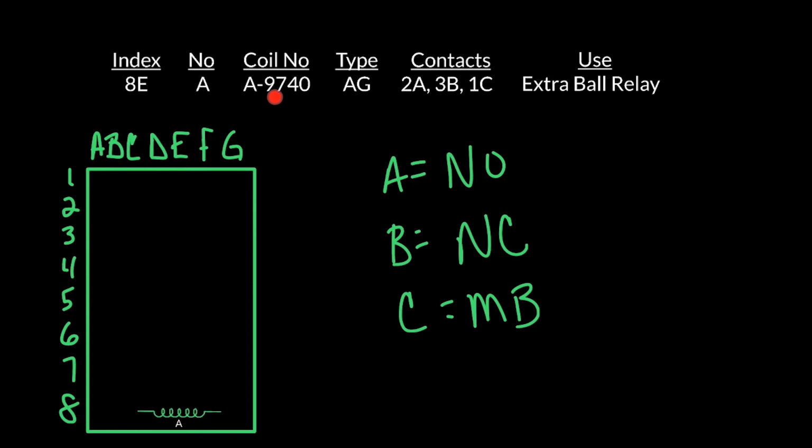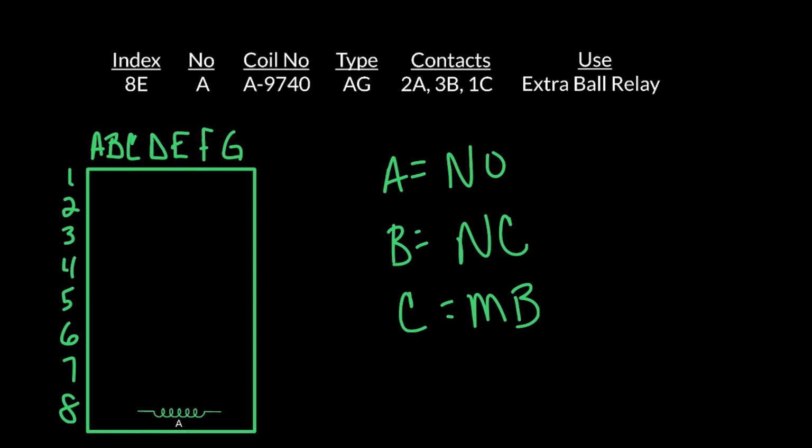Coil number, if this coil was bad and you had to order it, this would be the part number you would use. Type AG, there's different types that I went over. AG is kind of the normal relay. And one thing I did want to go over is the contacts. On this Relay A, I have 6 different switches. 2 of them are normally open. 3 of them are going to be normally closed, and then there's one make-break switch.